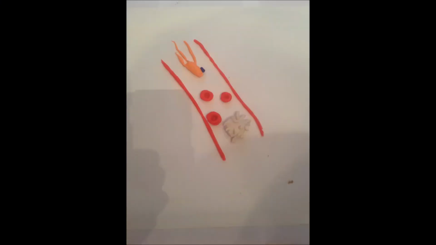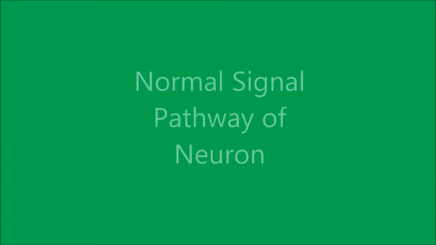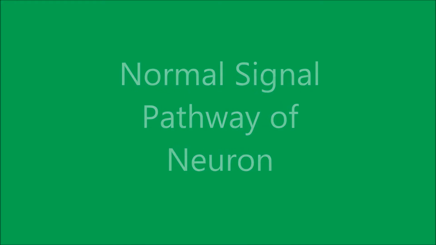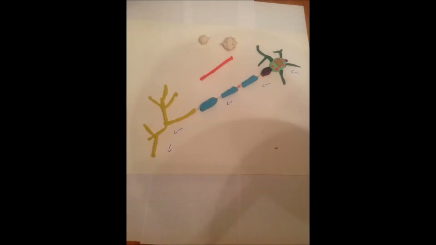Normally, white blood cells attack bacteria. Once the white blood cells notice the invader, they engulf it by a process of phagocytosis. The purpose of a neuron is to transmit neural signals from the brain to the rest of the body.